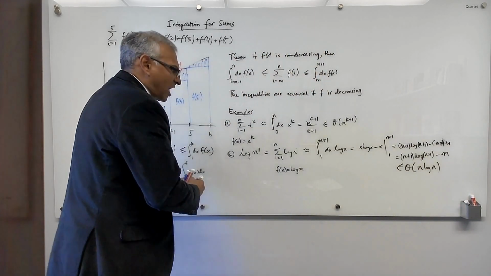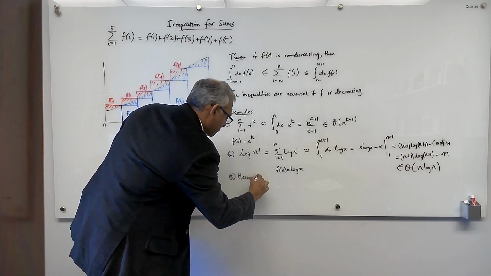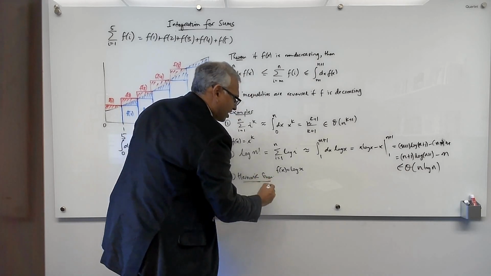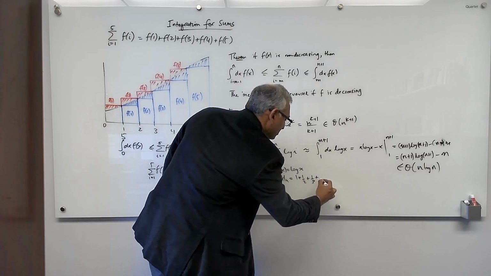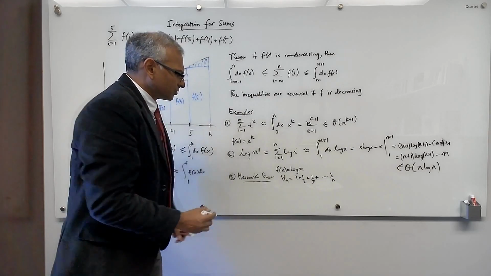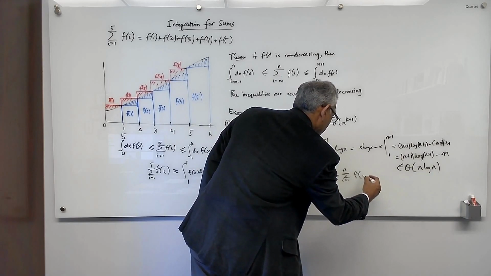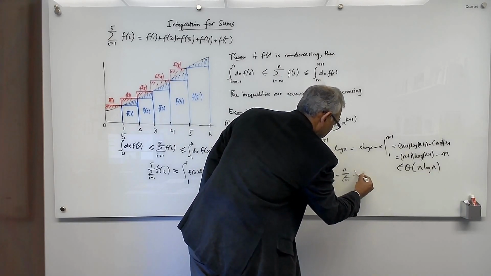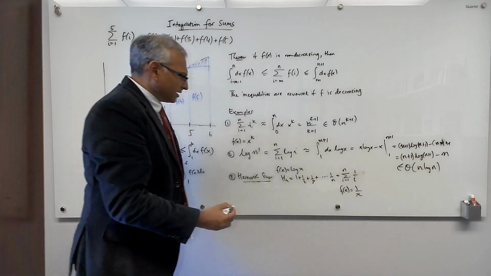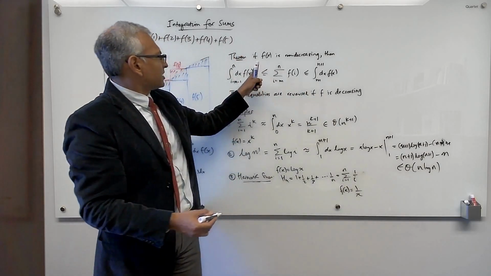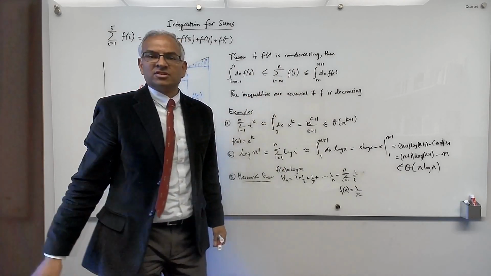Let's do another example. The harmonic numbers. Example 3, the harmonic sum. So what's the harmonic sum? H_n is equal to 1 plus 1 over 2 plus 1 over 3 up to 1 over n. So this is equal to the sum from i equals 1 to n of 1 over i. So f(x) is equal to 1 over x. Now, this is not an increasing function, so we cannot apply the theorem directly. It's a decreasing function, so we can apply the theorem with the inequalities reversed if you want a strict bound.